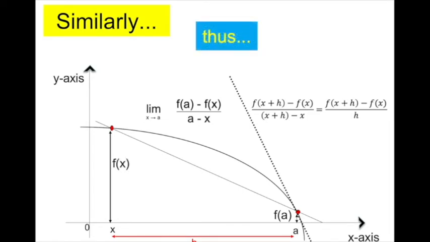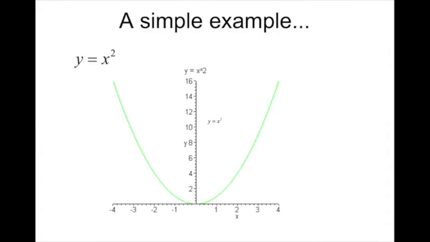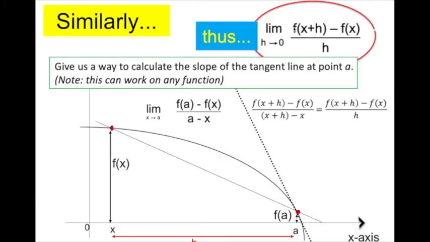So then you can use this formula instead. See that as h approaches 0, it means the gap approaches 0. So you can use this formula to calculate the slope of the tangent line at point A, which is what we want. Okay, so let's take a look. Say in this example here, again we want to use this formula to find the slope of a tangent line at point A or at a given point.